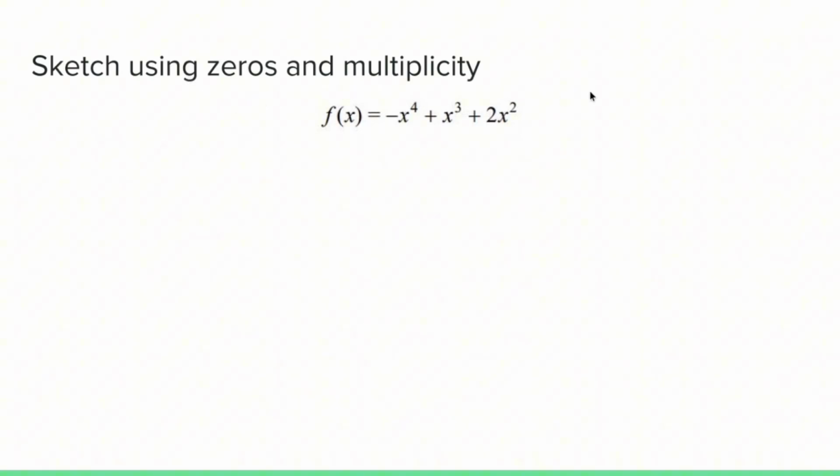Before I even do that though, this is what I recognize. This is a quartic with a negative leading coefficient. So my graph is going to look something like that. Exactly like that? No, but something like that. Now I need to find out the zeros.